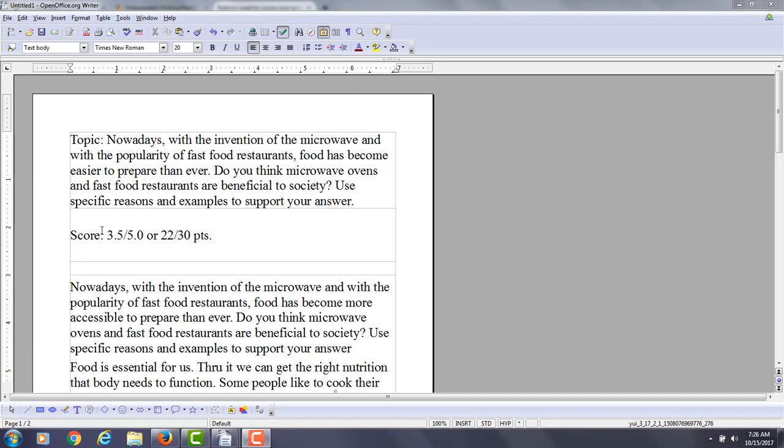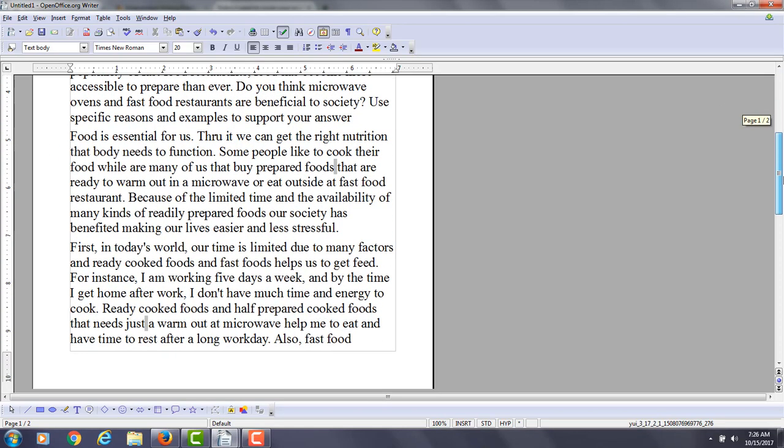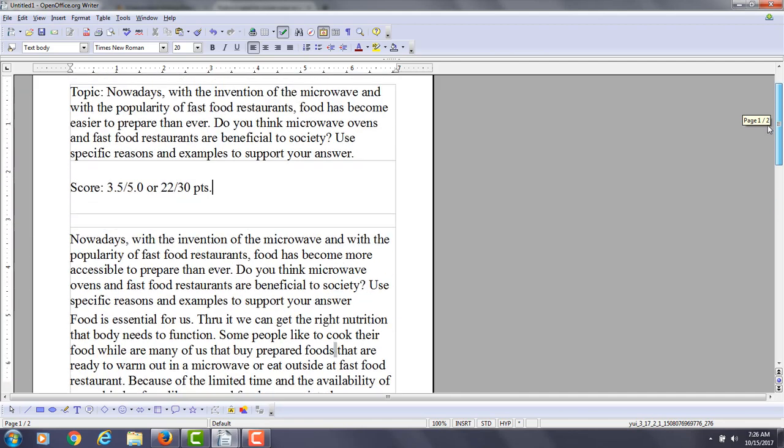I just read your paper. There's a lot of good things about it. I'm going to put you at 3.5 out of 5, 22 points out of 30 easily. If you're a little more organized, you will be able to score higher than 25, but you're not as organized as you could be, right? So let's take a look at the question.